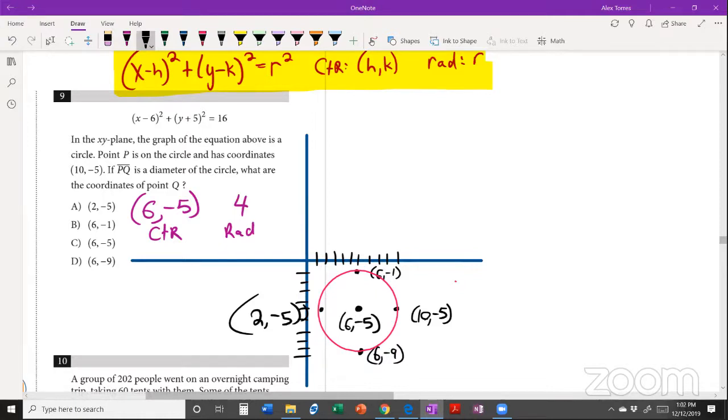The question says P has coordinates of 10, negative 5. Just cleaning that up a little. Okay, and PQ is said to be a diameter. So the diameter goes through the center all the way across the circle, and the opposite end of the diameter is the Q, which we already knew was 2, negative 5. So what are the coordinates of Q? A, 2, negative 5. So now we're going over to number 10 here.